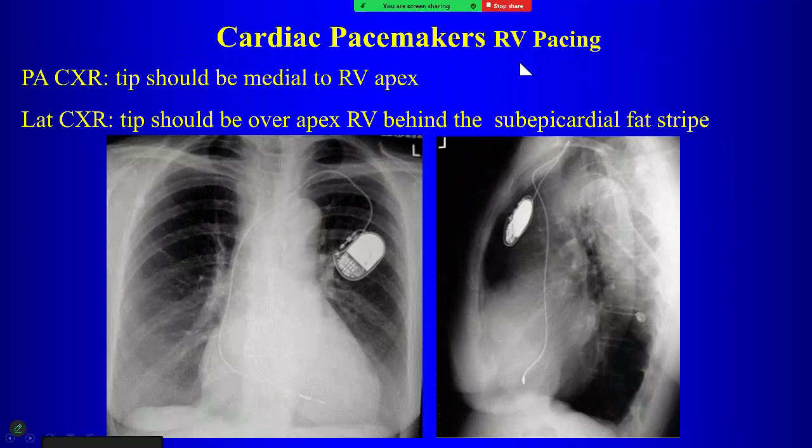So here's a pacemaker. The lead tip is usually placed here within the right ventricle for right ventricular pacing. So we will see it over the apex, on the frontal view, and on the lateral view. So that's a single lead pacemaker. Okay.